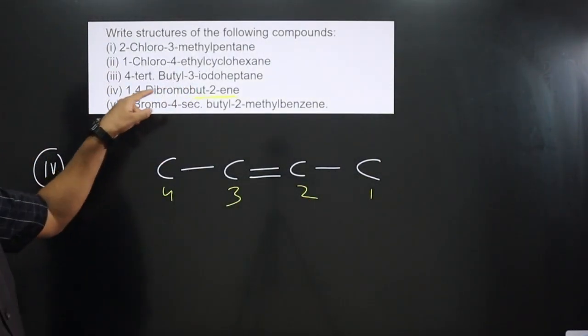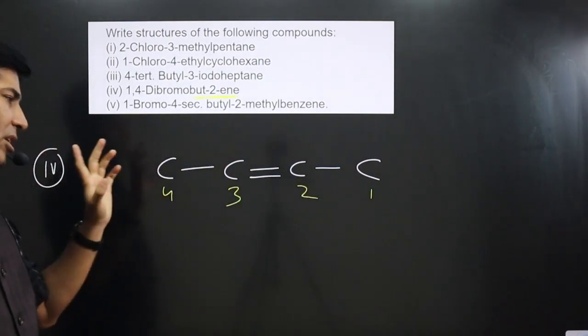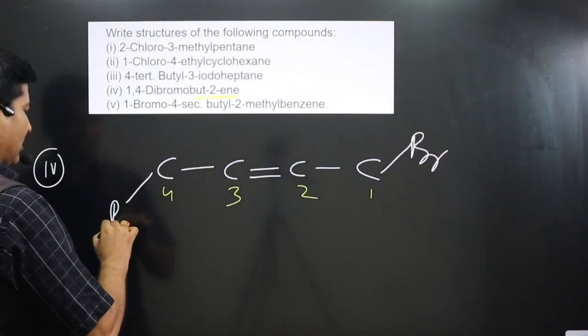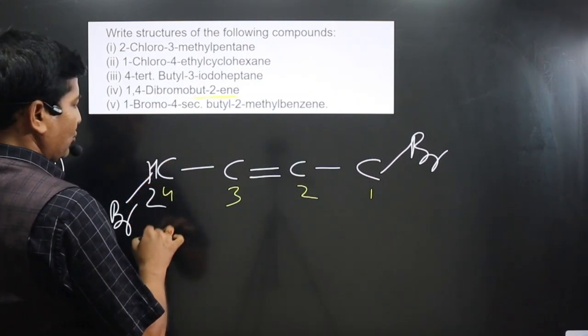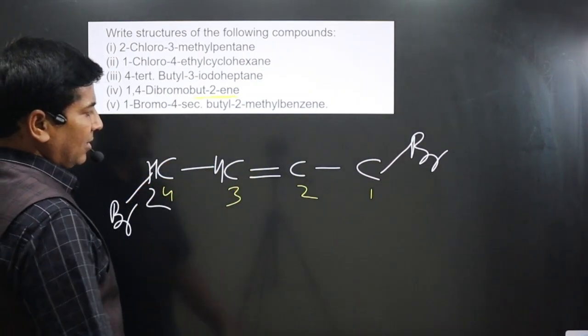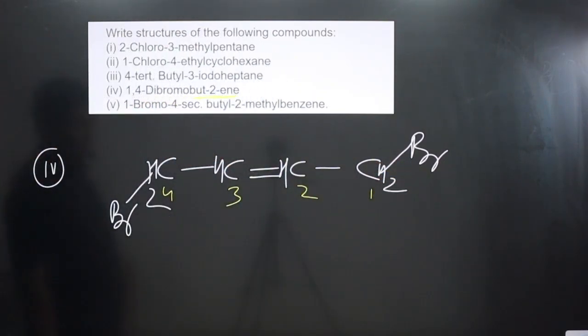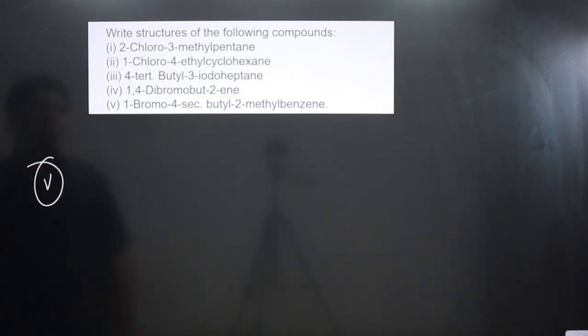So you can see dibromo, Br are attached at the first carbon as well as the fourth carbon. So we can attach Br here, and Br here. Okay, satisfy the valency. This is H2, and this is H. This is H, and this is H2. Okay. 1,4-dibromo but-2-ene. The structure is ready. Okay. Now move on to the fifth one.